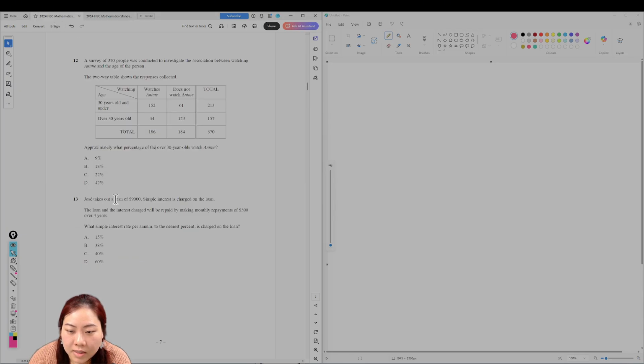13. Jose takes out a loan of $9,000. Simple interest is charged on the loan. The loan and the interest charged will be repaid by making monthly repayments of $300 over 4 years. What simple interest rate per annum to the nearest percent is charged on the loan? Alright, this is getting interesting. A loan of $9,000, 4 years, repayments of $300 per month for 4 years.